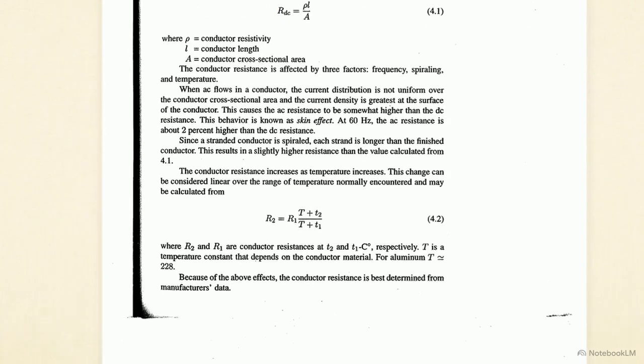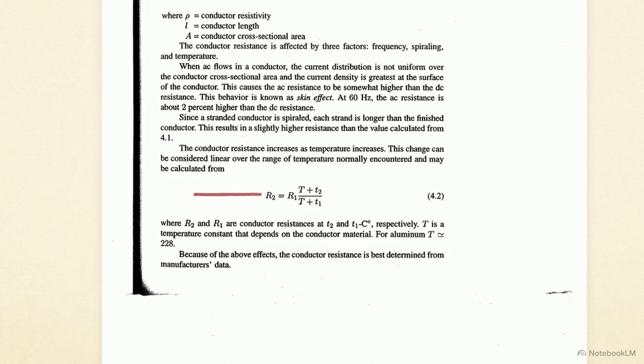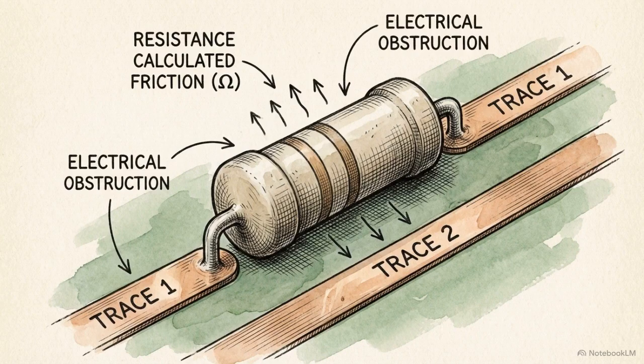These values shift based on the environment. Equation 4.2 shows how a conductor's resistance climbs as temperature increases. This friction acts as a constant physical constraint, establishing the predictable boundaries within which any electrical circuit must operate.